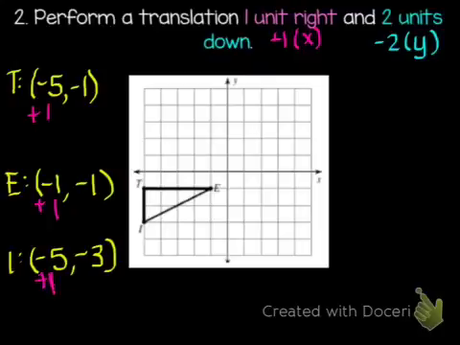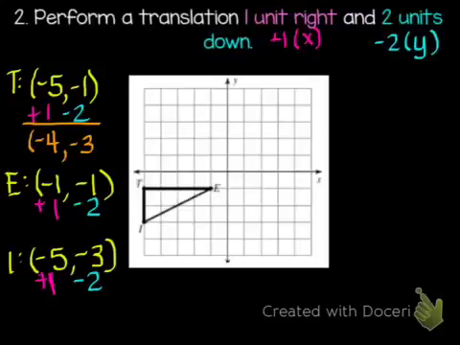And then you can do -2 on each y if you want to do this the math way. And then you can simplify those by doing like a math problem. So we would have -5 plus 1 is -4, comma, -1 minus 2 is -3. So like our new t is going to be at -4, -3.